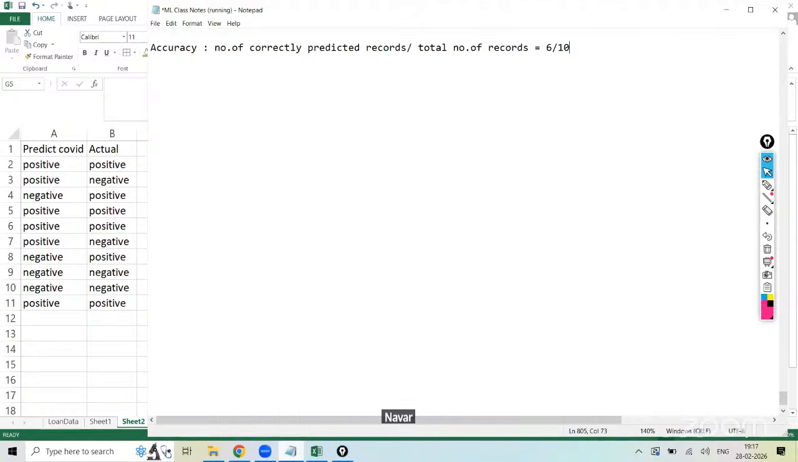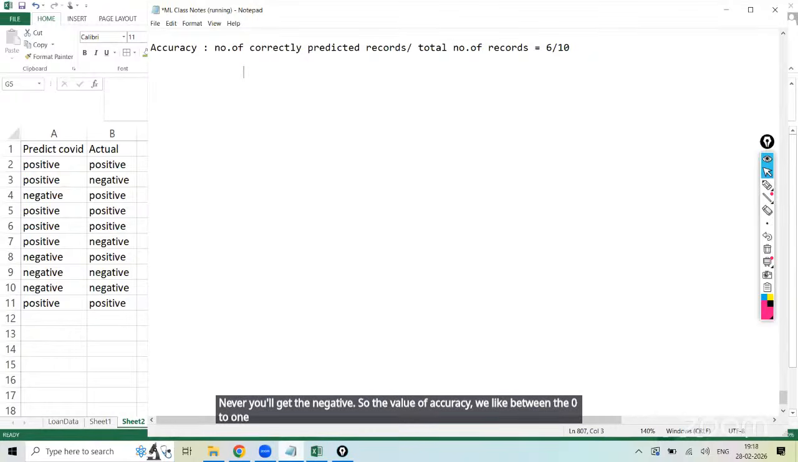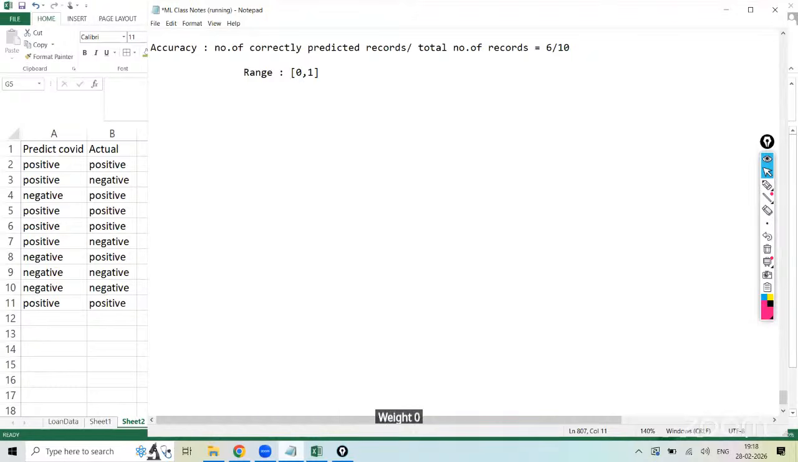Never will you get a negative. So the value of accuracy will lie between 0 and 1, where 0 is included and 1 is also included. So the range of accuracy is 0 to 1. 0 means none of the records is correctly predicted, not even one record, 0 by 10. 10 out of 10 correctly predicted gives the maximum number, 1.